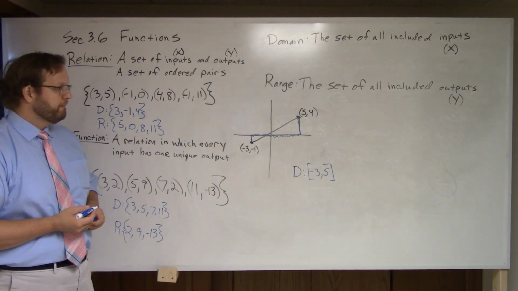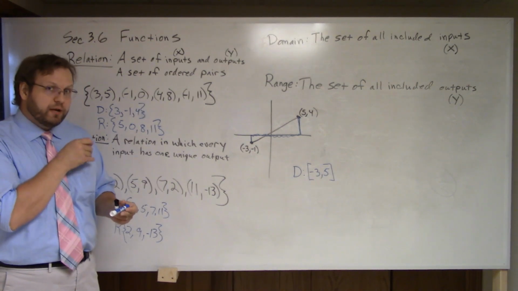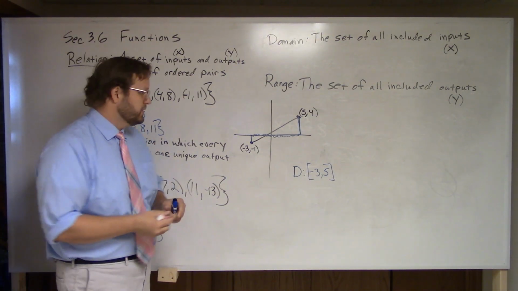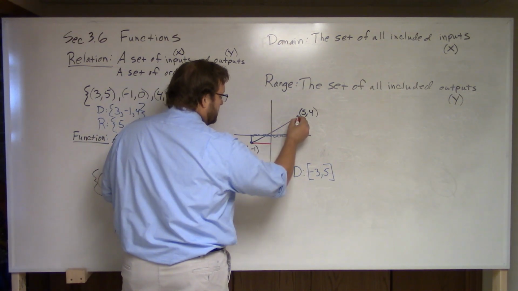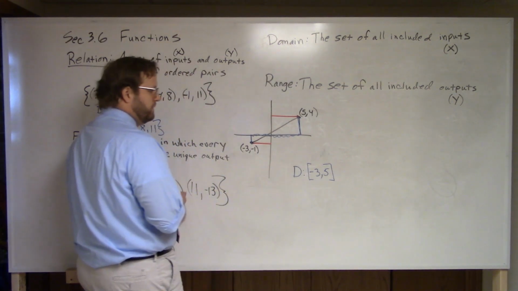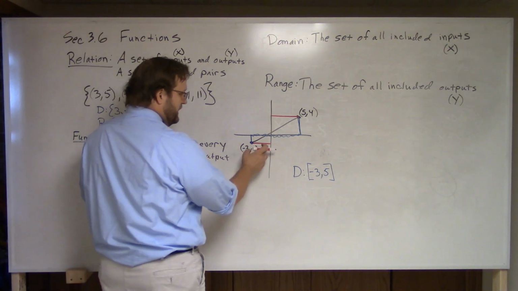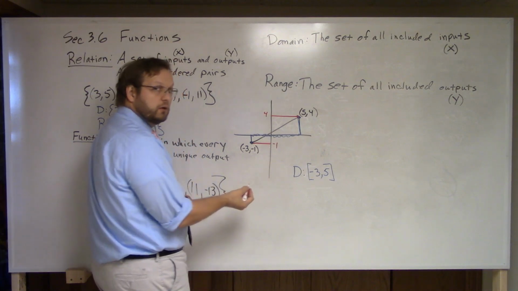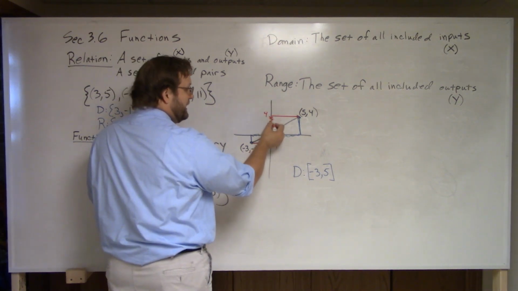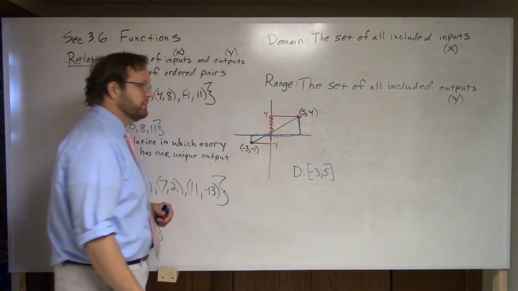Okay? Now what about my range? My range is going to be the same thing except it's the y values. So I'm going to connect this to the y-axis. Okay? Now what y value did I have down here? I had a -1, and up here I went as high as 4. And I have a line everywhere in between.